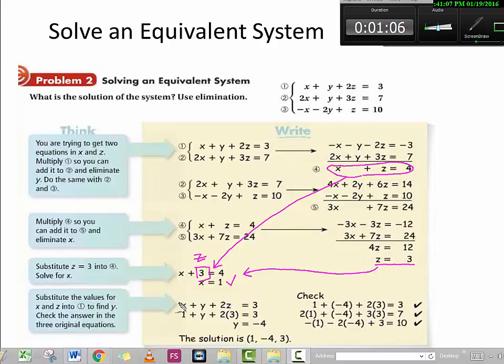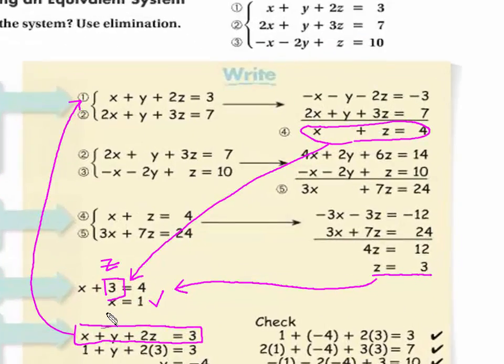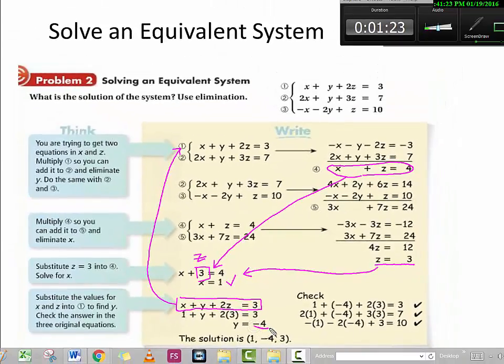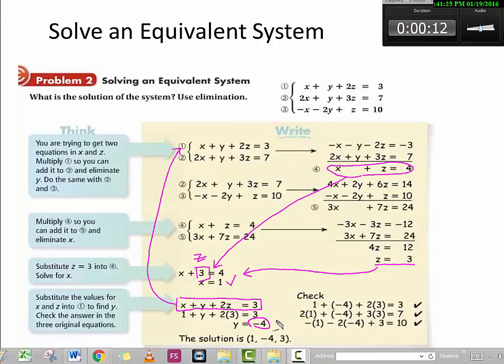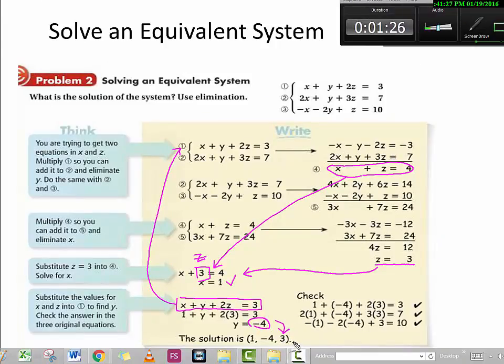So he's going to pick the first one, x plus y plus z equal to 3, to solve for y. We just plug in the x value, which is 1, and the z value, which is 3, and solve for y, which we end up getting negative 4 right here. So the solution, we have to write as an ordered triple like this.